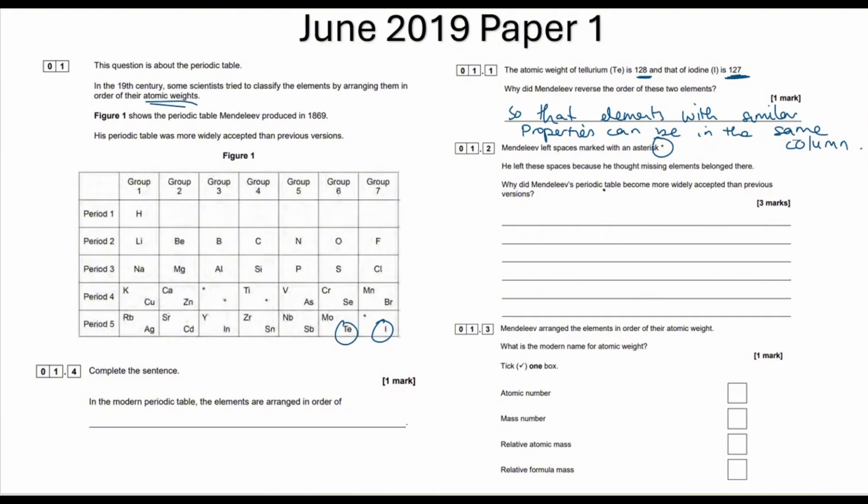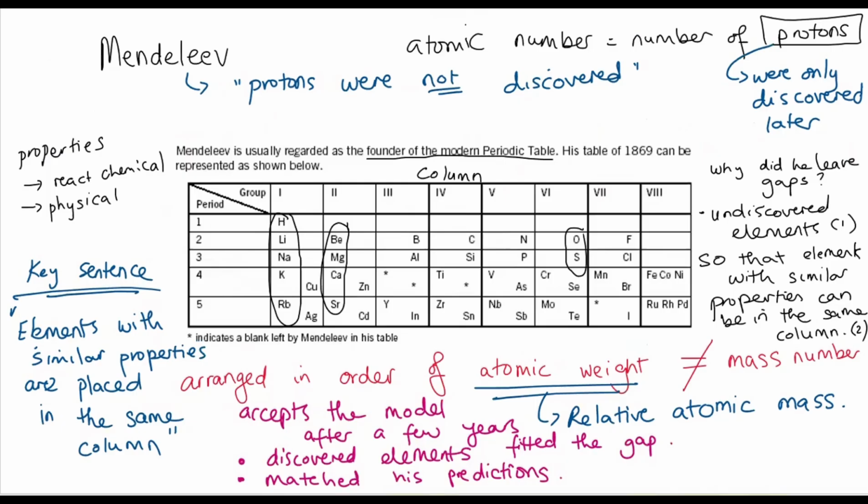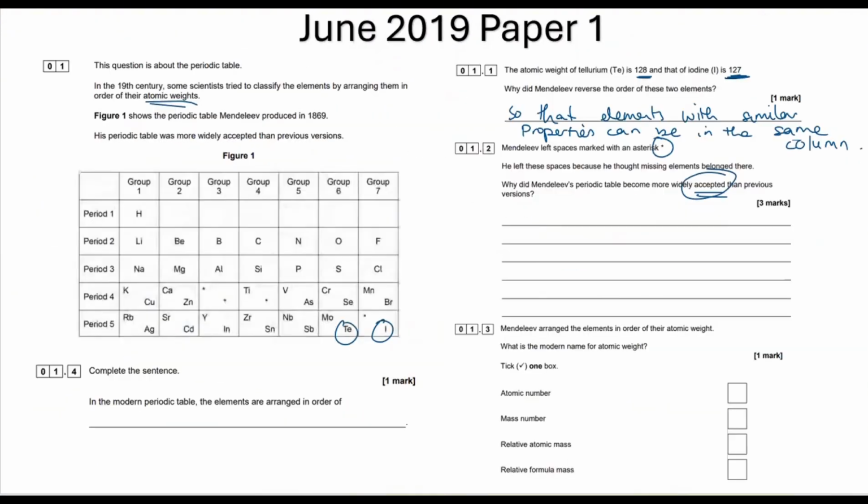Why did Mendeleev's periodic table become more widely accepted than previous versions? And we've seen this keyword in our lesson, right? The scientist accepts the model because after a few years, when the elements were discovered, they fitted the gap and they matched his predictions, right? So that's what we have to write down for an answer here.